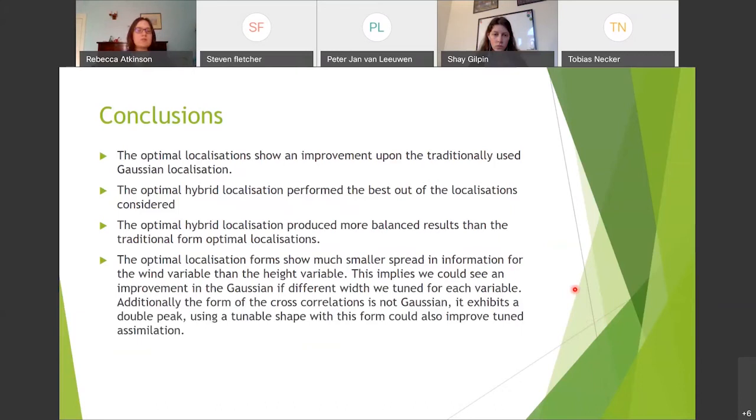So some conclusions. The optimal localizations have shown an improvement upon a more traditional form of localization, that's the Gaussian localization. The optimal localization performed the best in terms of giving the lowest RMS error. And it's been shown to introduce less balance than the traditional form, damping the covariances towards 0. The form of the optimal localization showed some features, such as a difference in the width for each variable and for the cross covariances, and also a dip in the center of the cross covariances that were not reflected in this choice of tuned Gaussian.